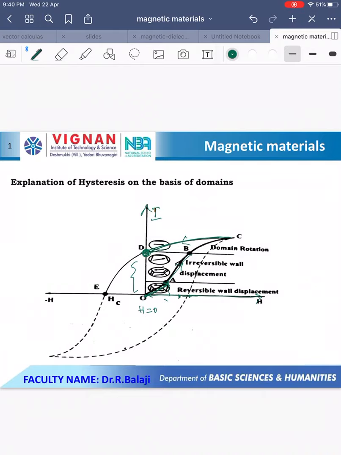So here, when the magnetic field is decreased on the negative side, at point E it has some negative magnetic field, and here the residual magnetism is completely removed by applying a particular force, which is called the coercive force. In this diagram, OC is called coercivity.